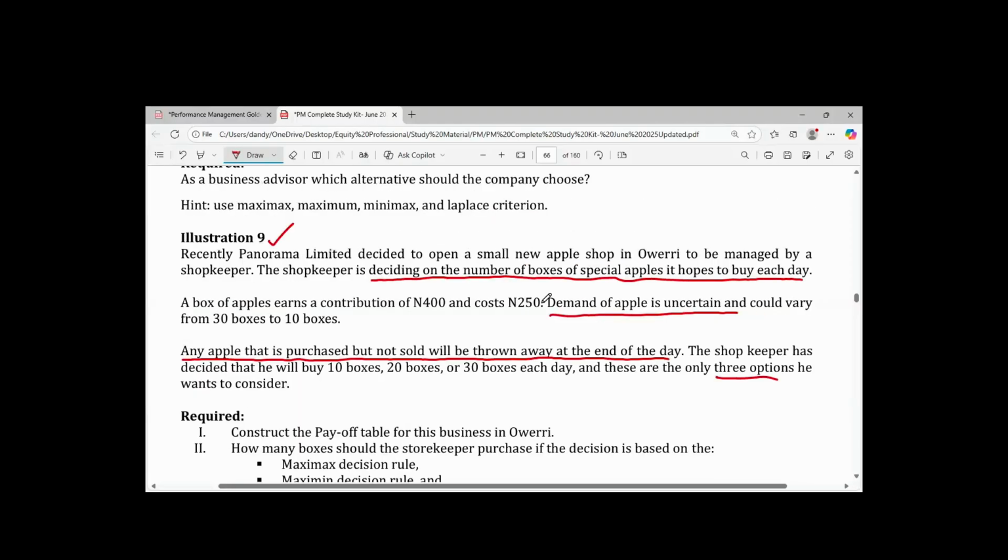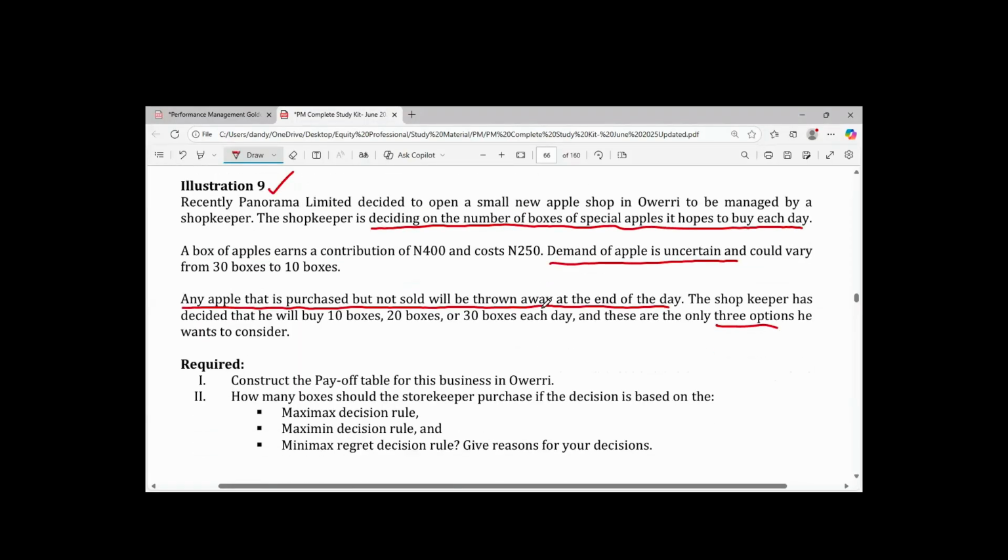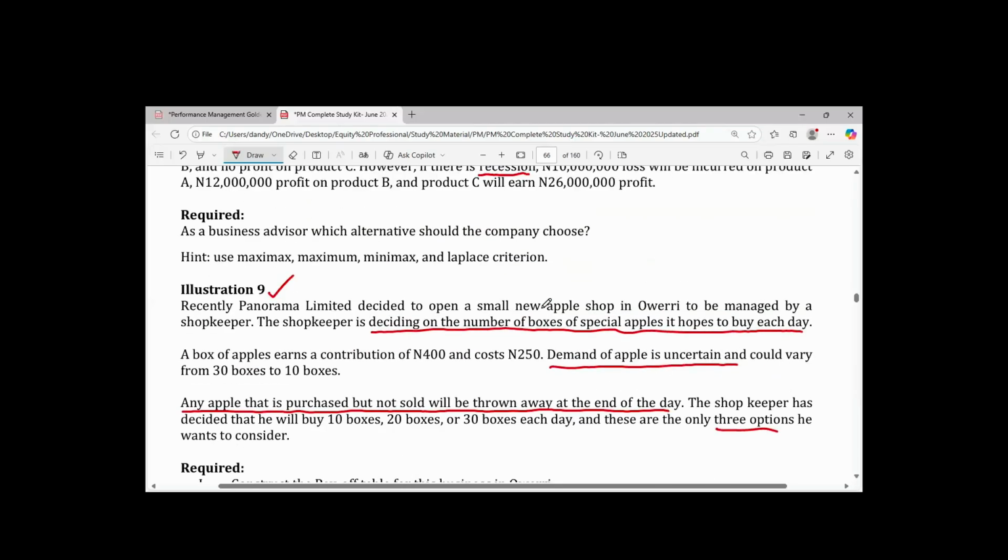Now, this is the question. The examiner is asking you to construct a payoff matrix table. The reason why this particular question is more technical is because you are not given the payoff value. You are the one that will determine it. In the first one that we solved, the examiner gave us the payoff value, the profit for each state of nature. But in this illustration number 9, we are not given a payoff value.